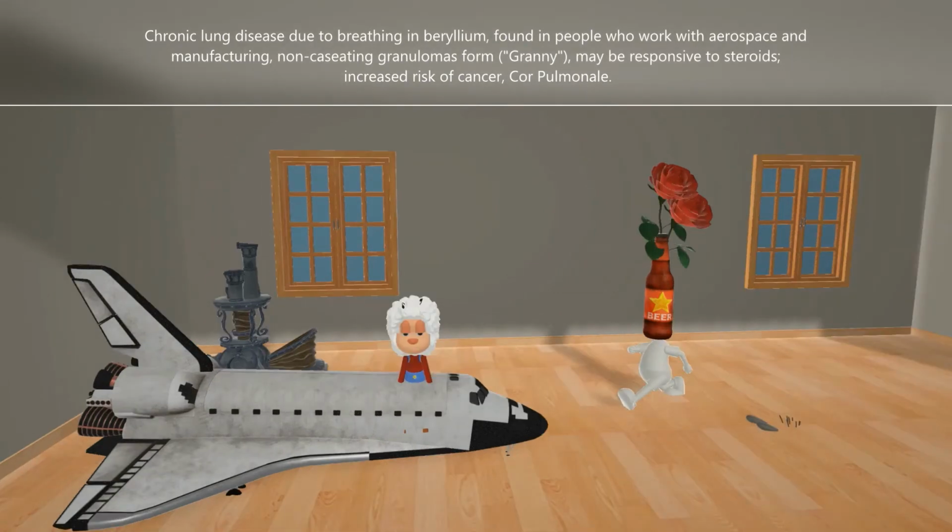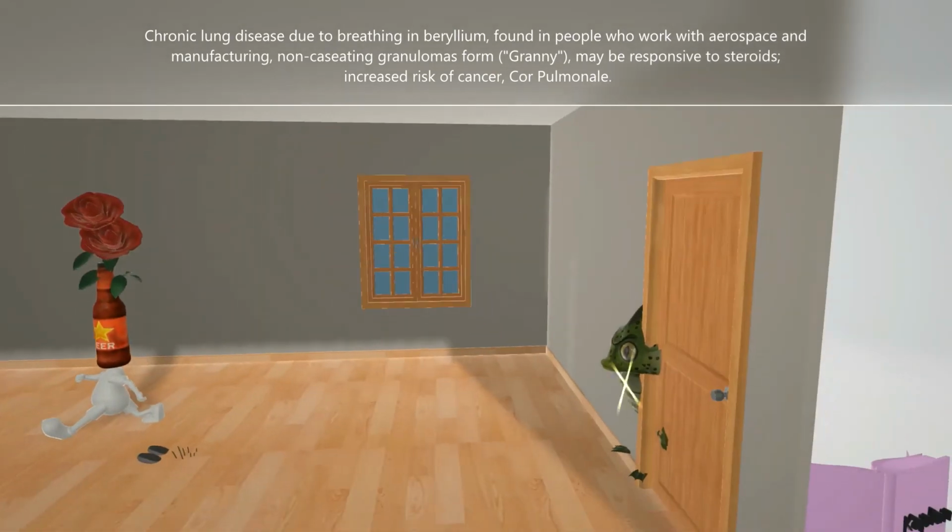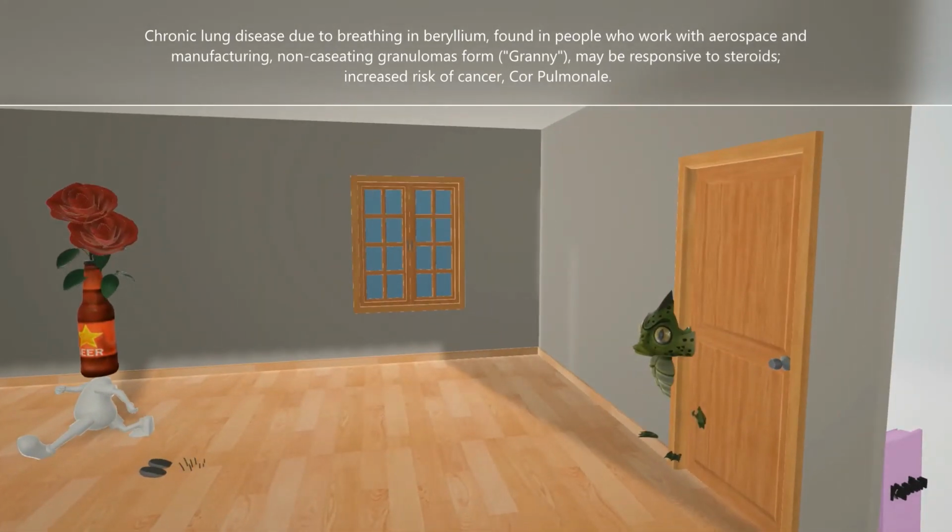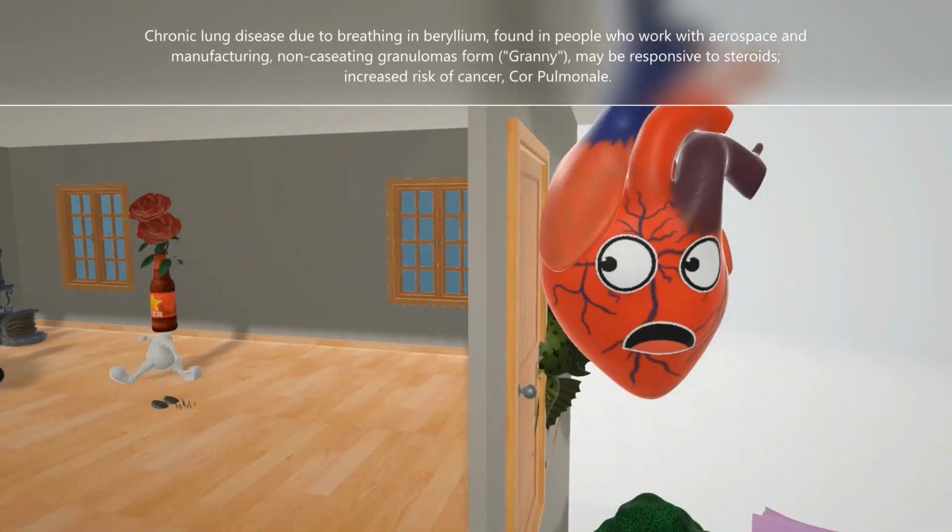Let's take a look at what's going on this side of the room. So here we have this tumor guy who's trying to come into the room. Maybe he likes beer, I don't know. And we also have this heart over here who's also trying to get in. Maybe this heart is also a beer fan. But anyway, this is going to help us remember the complications seen in berylliosis.